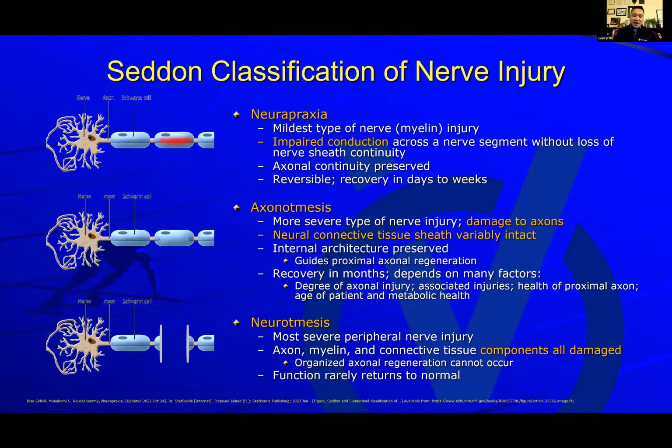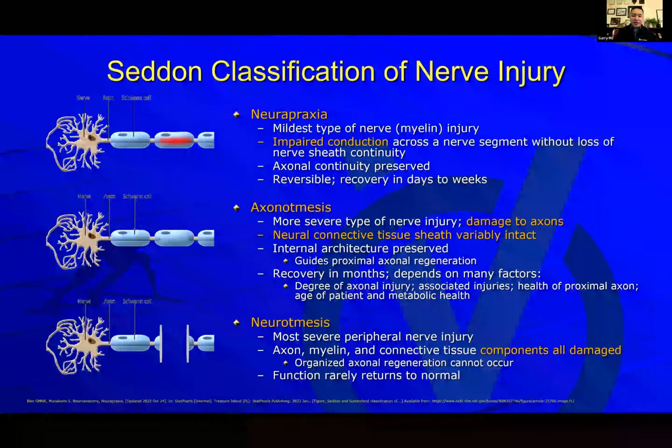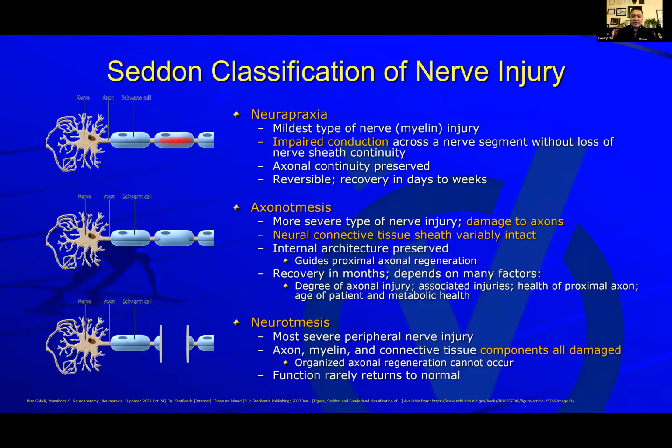That's to be contrasted with neurotmesis, which functionally is analogous to a complete transection of that nerve axon, where you have disruption of the axon as well as the surrounding connective tissue sheath. The reason this is more severe is because you lack that connective tissue sheath to guide those little buds from the injured ends of the axon to grow towards each other. In fact, without that connective sheath, axonal regeneration usually happens in a very haphazard manner, and recovery is rarely full and often incomplete.